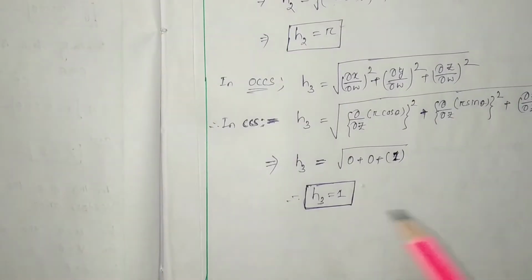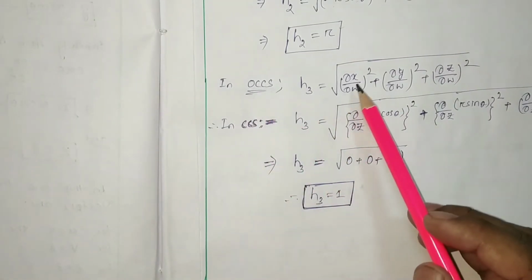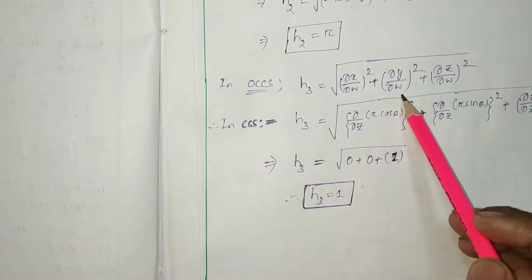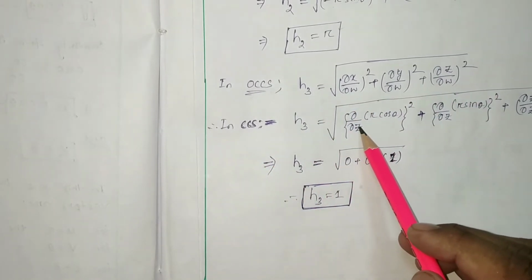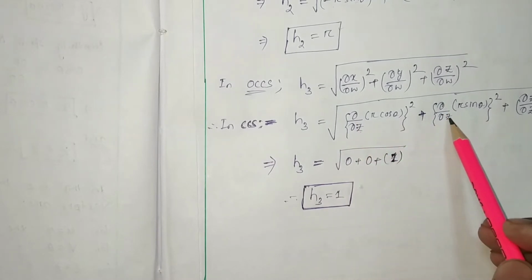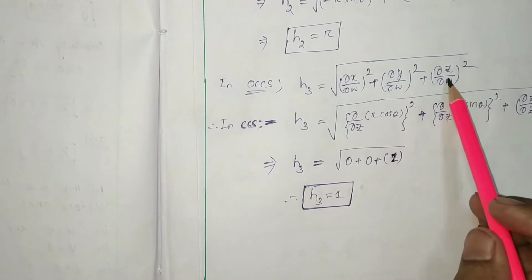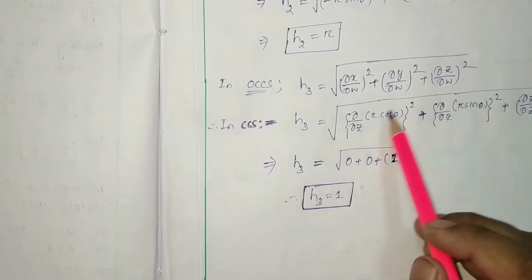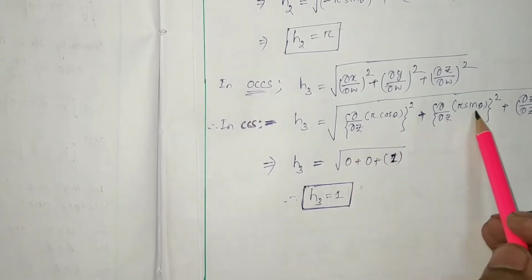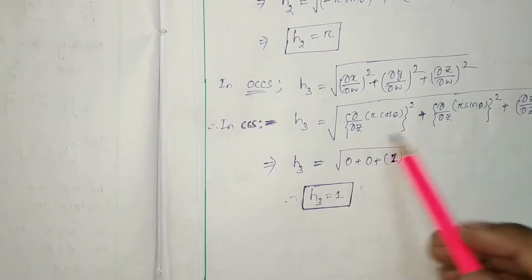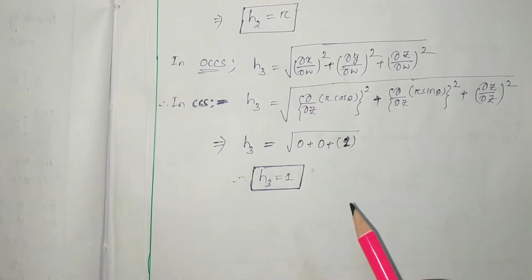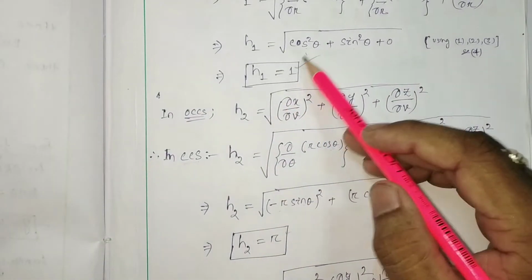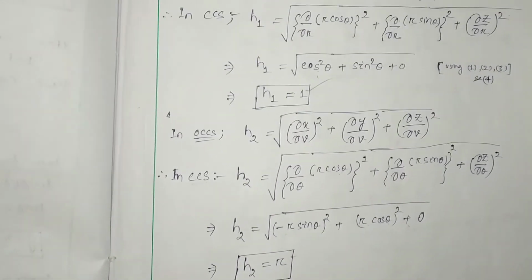Similarly, h3 in the orthogonal system is the square root of (del x by del w) square plus (del y by del w) square plus (del z by del w) square. Here w is nothing but z. So del by del z of r cos theta, del by del z of r sin theta, and del by del z of z. Since r cos theta and r sin theta are not functions of z, these two terms will be 0, and del z by del z is 1. Its square and corresponding root will be 1. So we found that h1 is 1, h2 is r, and h3 is 1.